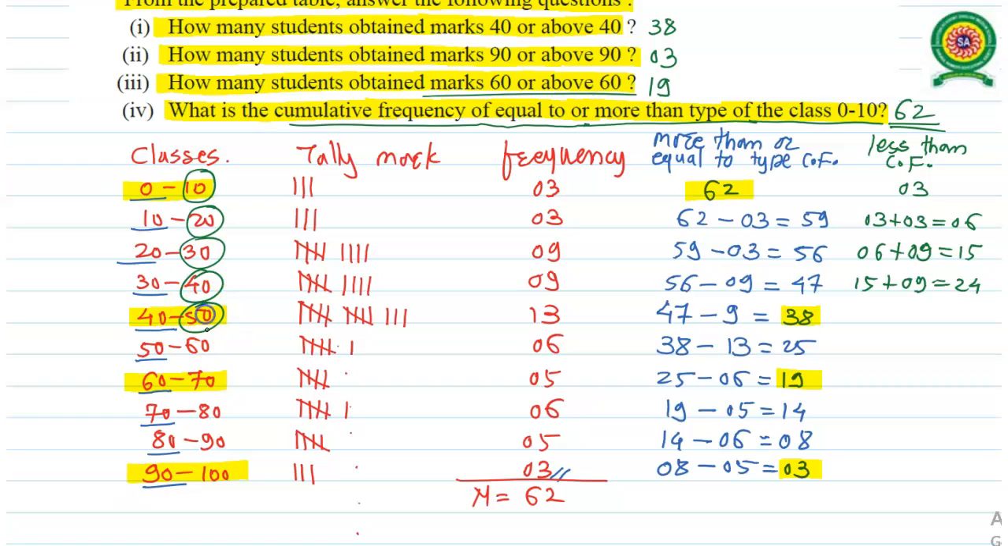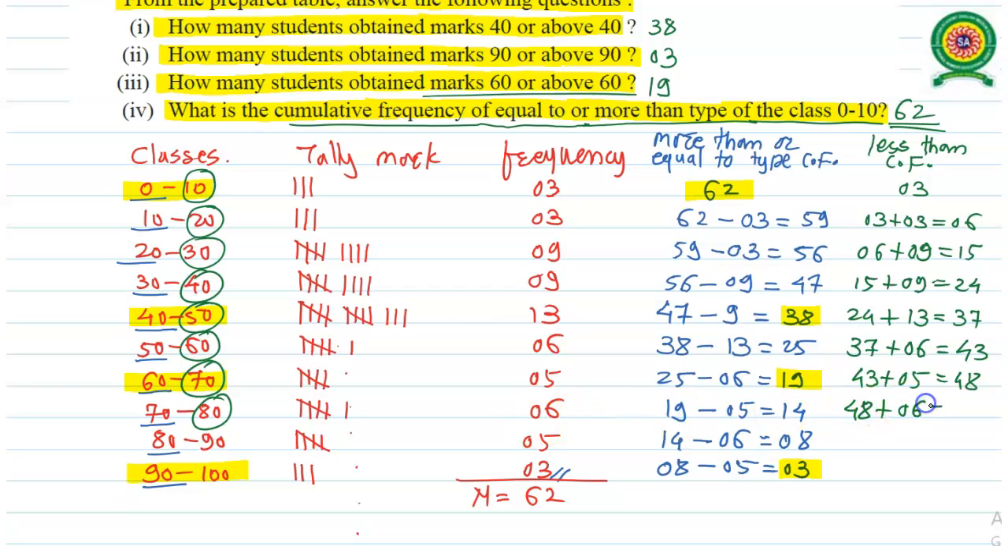Now number of students who obtained marks less than 50: we have 24 plus 13, that is equal to 37. Less than 60: 37 plus 6, that is equal to 43. Less than 70: 43 plus 5, that is 48. Less than 80: 48 plus 6, that is equal to 54.